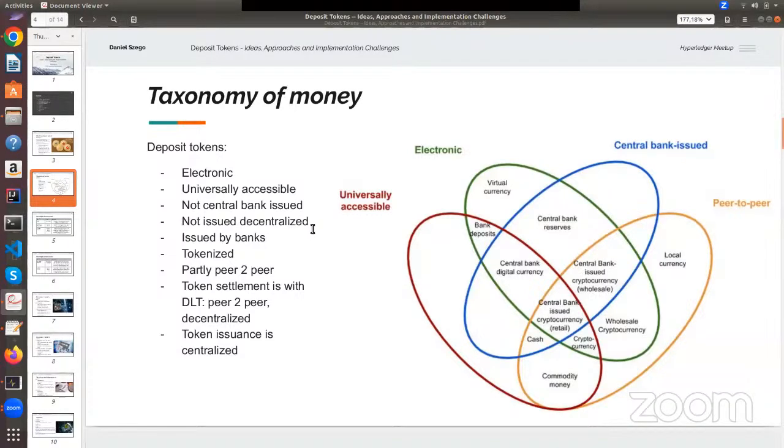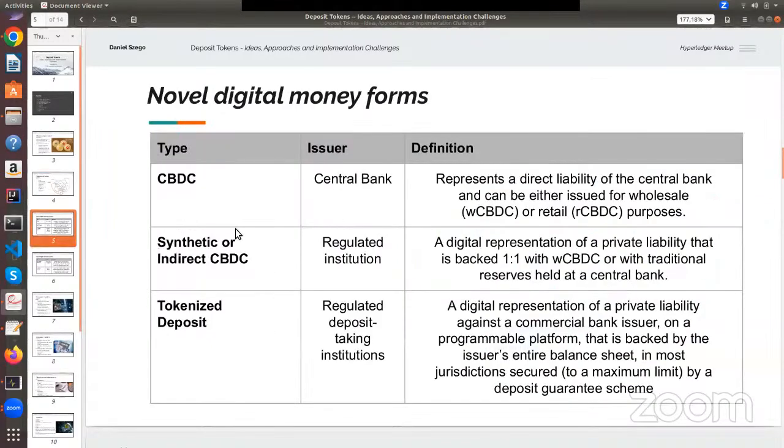It's issued by banks, it is tokenized, partly peer-to-peer. The token settlement is peer-to-peer, but the issuance is not. The issuance is centralized. So that's what the deposit token is. We can compare it a little bit with other novel digital money forms as well. This is a more up-to-date list of different competing monies than the money flower.